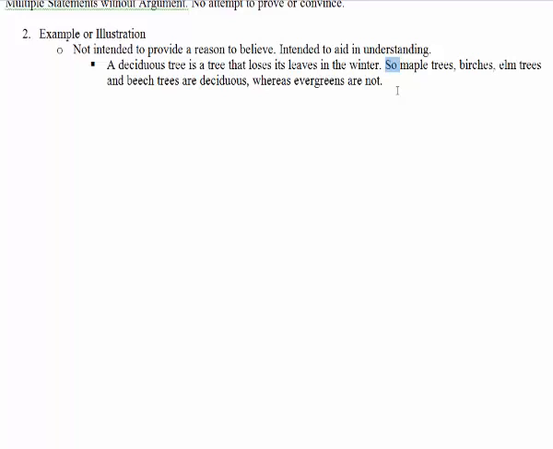So I want to say, well, you're familiar with maple trees, birches, elm trees. Now it becomes something very concrete in your mind. You see those trees every year. So it looks like the motivation is clear enough. I'm giving an example as opposed to trying to prove anything.